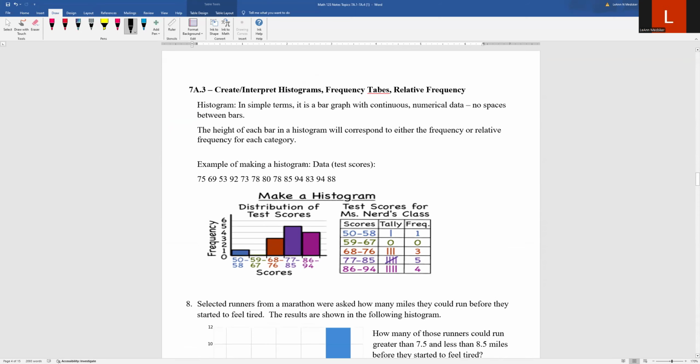So we're going to interpret histograms because we kind of already showed you how to create one in that previous example. We have frequency tables, and then relative frequency. Now, relative frequency, we also define something called cumulative frequency. So I'll talk about that when we get to that section.